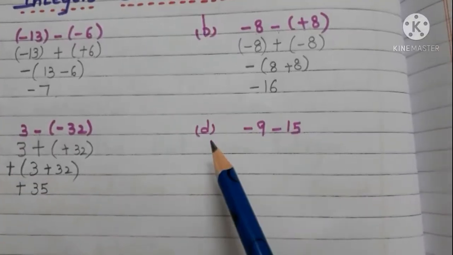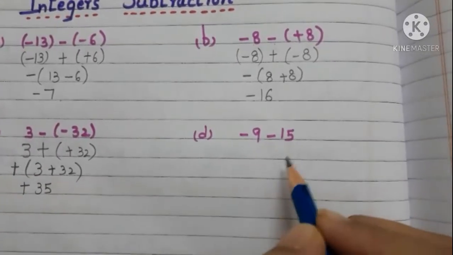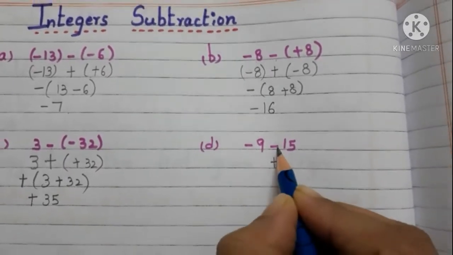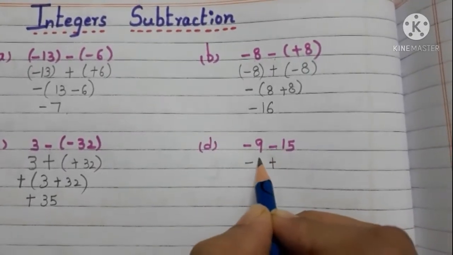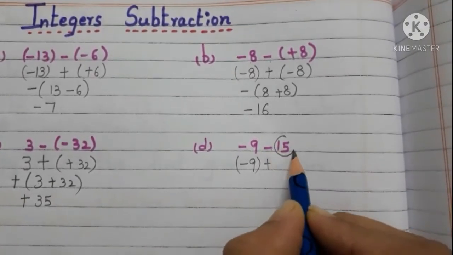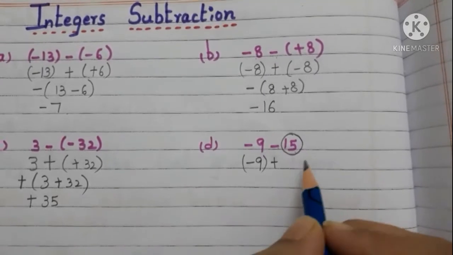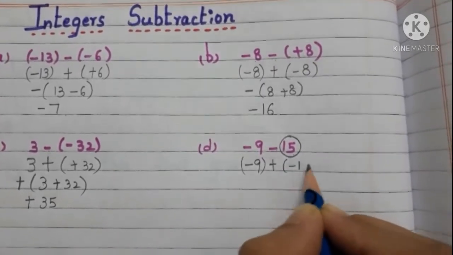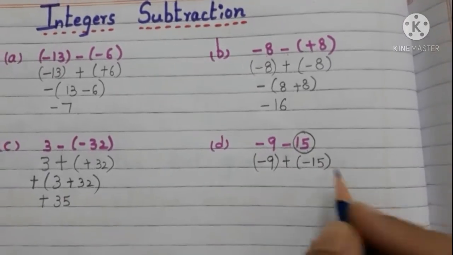Okay. Now let us go to D bit. First, write the addition symbol instead of subtraction symbol. Copy down minus 9. Write the additive inverse of positive 15. What is the additive inverse of positive 15? It is negative 15.